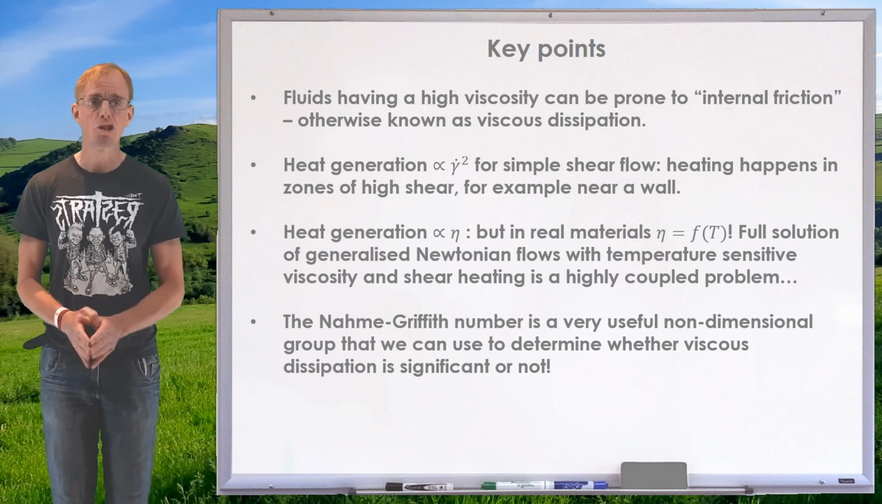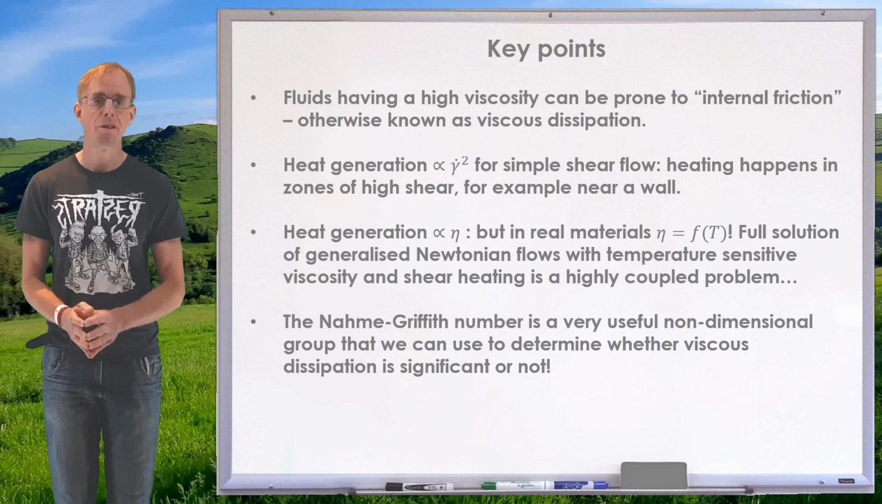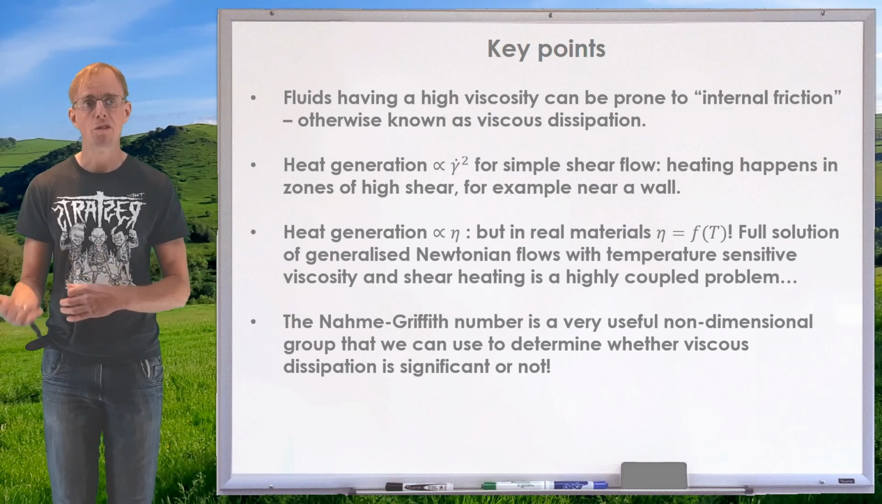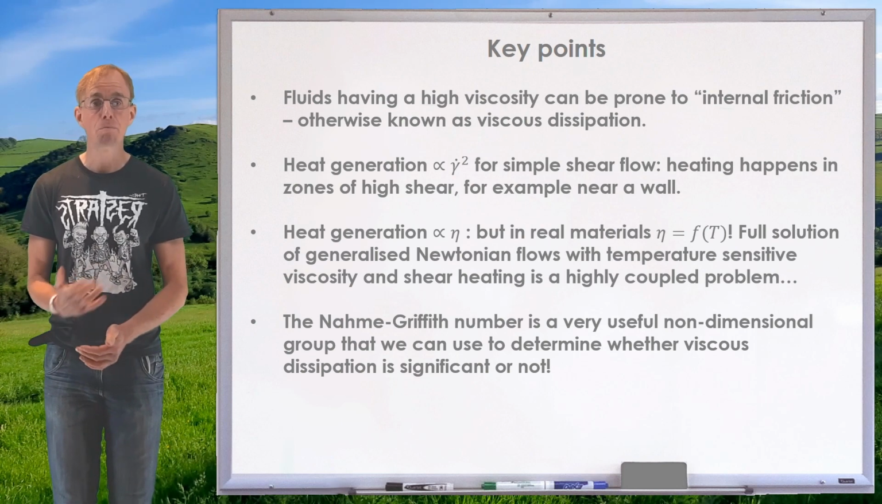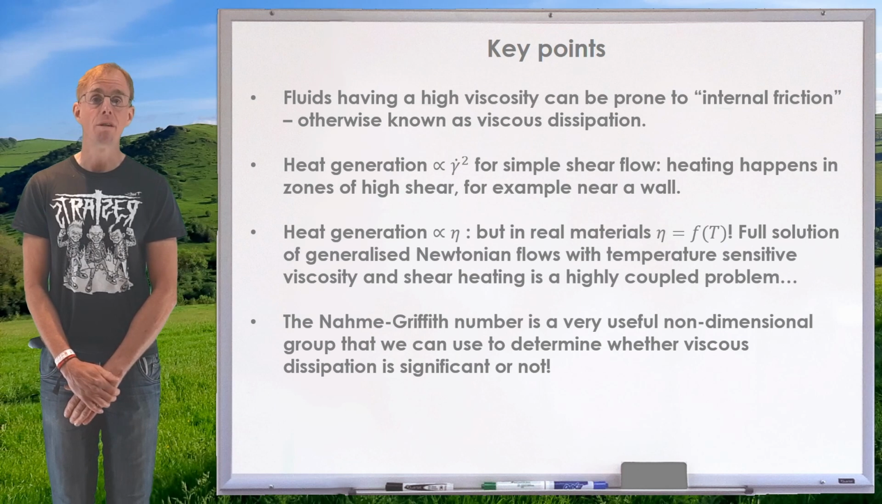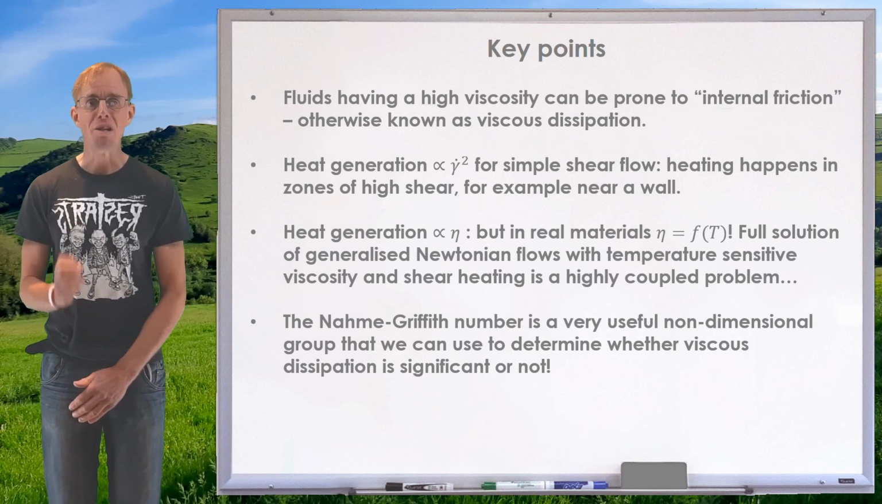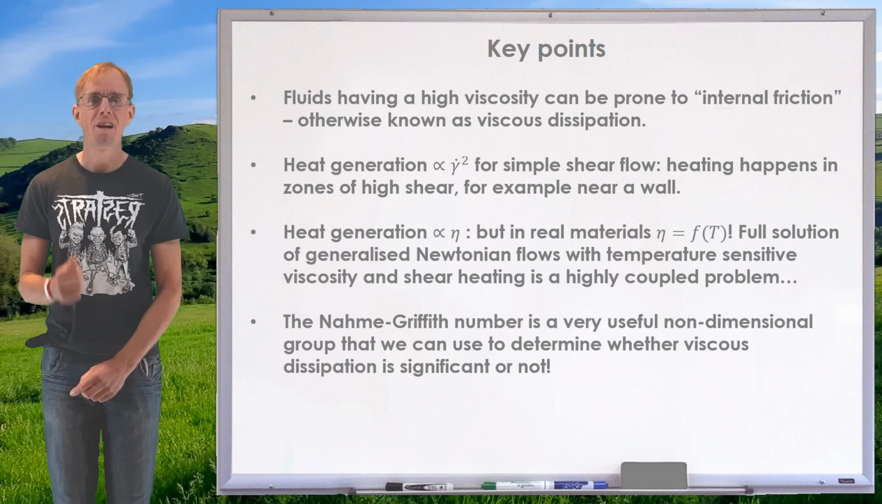If we want to judge whether or not to include viscous dissipation, the Nahme-Griffith number is the go-to non-dimensional group to use. If it's between 0 and 0.5, we can neglect viscous dissipation. If it's above 0.5, we're going to have to incorporate it. The final note is be aware of viscous dissipation when you're taking measurements of material properties, specifically in any rheometry that involves high shear.